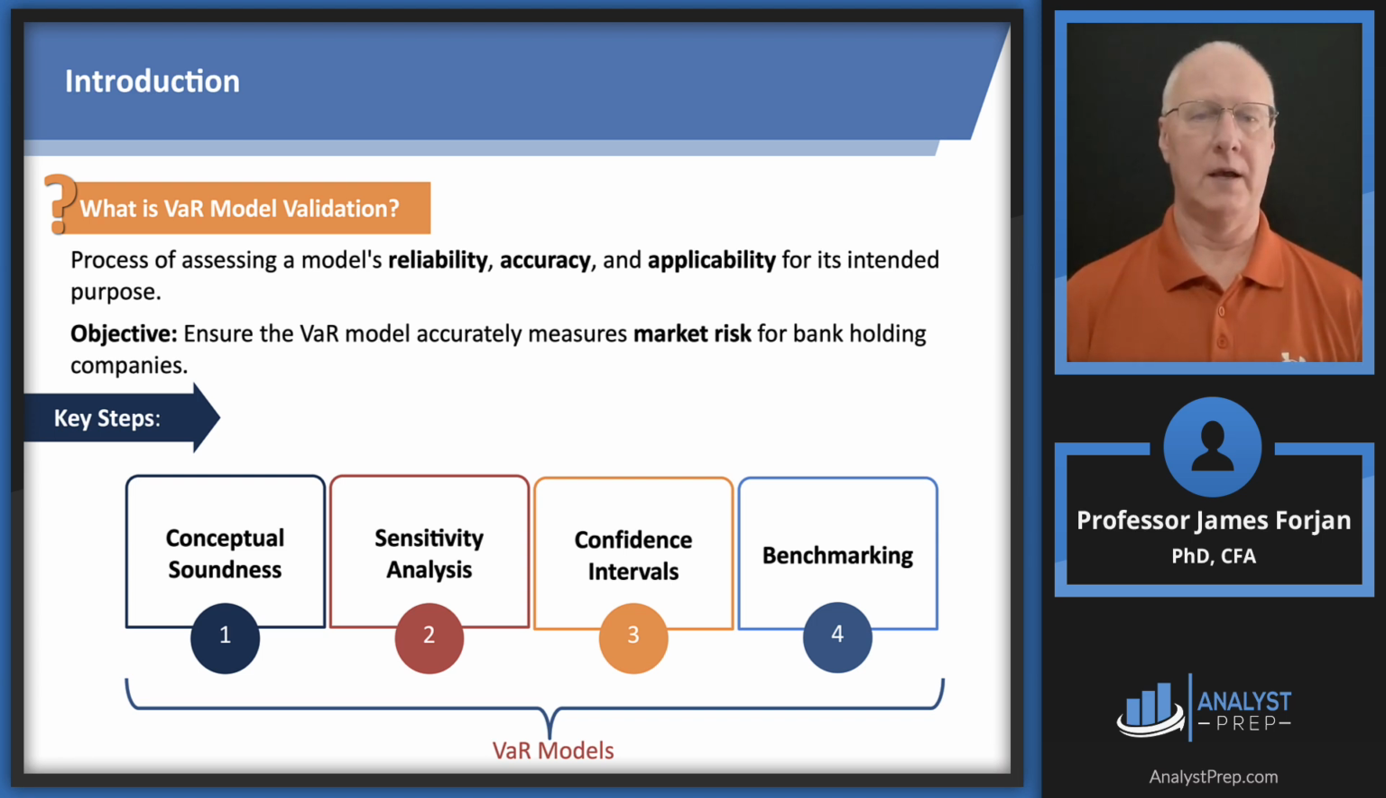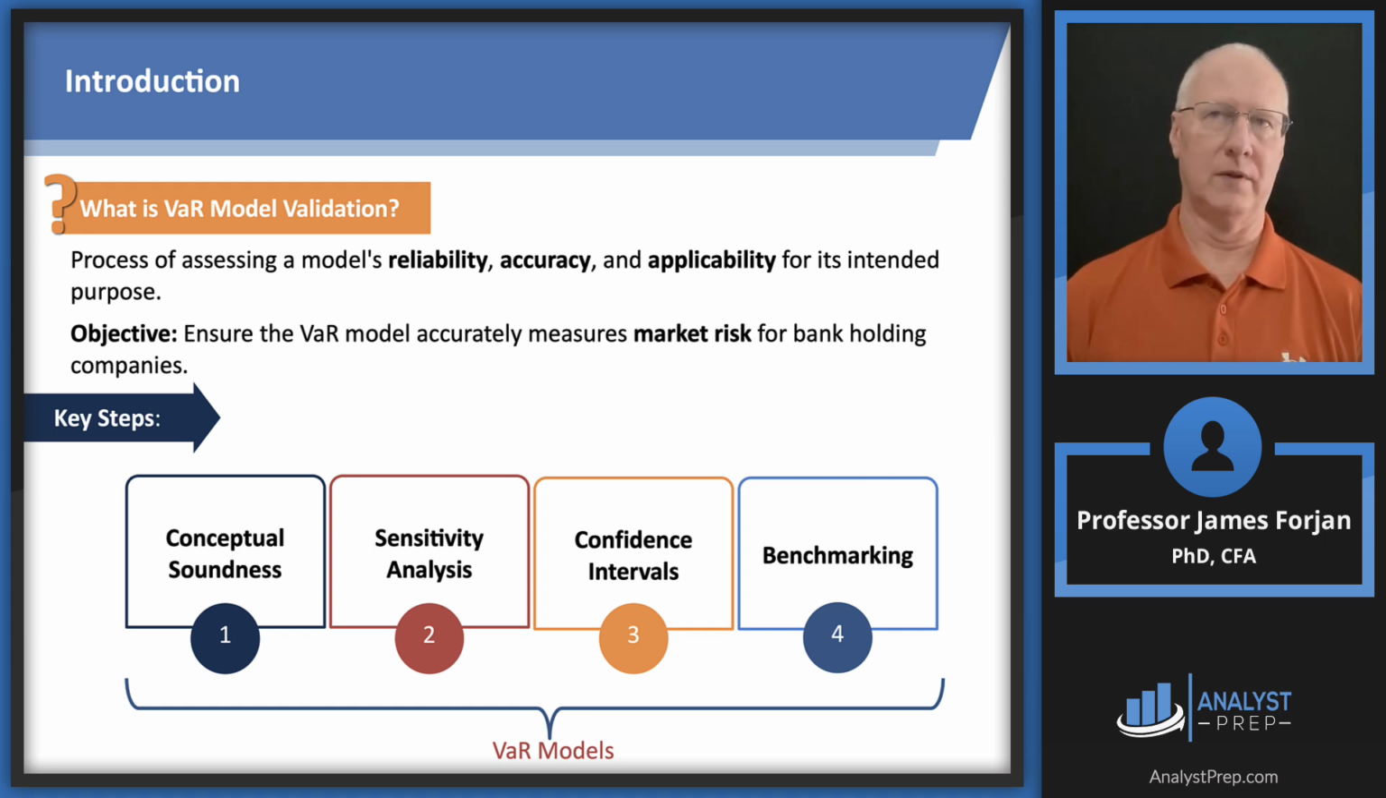Now, what the U.S. banking agencies have come up with is that there are essentially three elements to value at risk model validation. The first one is conceptual soundness. We'll talk about that at length here in just a minute. The second one is to come up with some kind of an idea of outcomes assessment or sensitivity, and that can include sensitivity analysis and the confidence intervals and then benchmarking at the end.